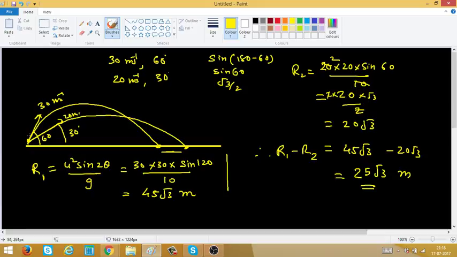So the first stone, which is at 60 degree, goes further. Actually, it goes 45 by root 3 meter. The second stone goes 20 by root 3 meter, and this is the difference we get.